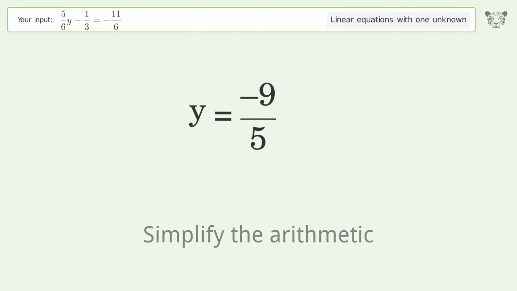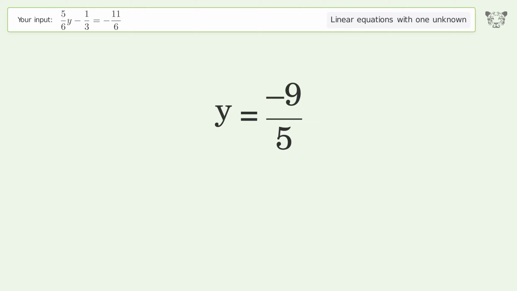And so the final result is y equals -9/5.